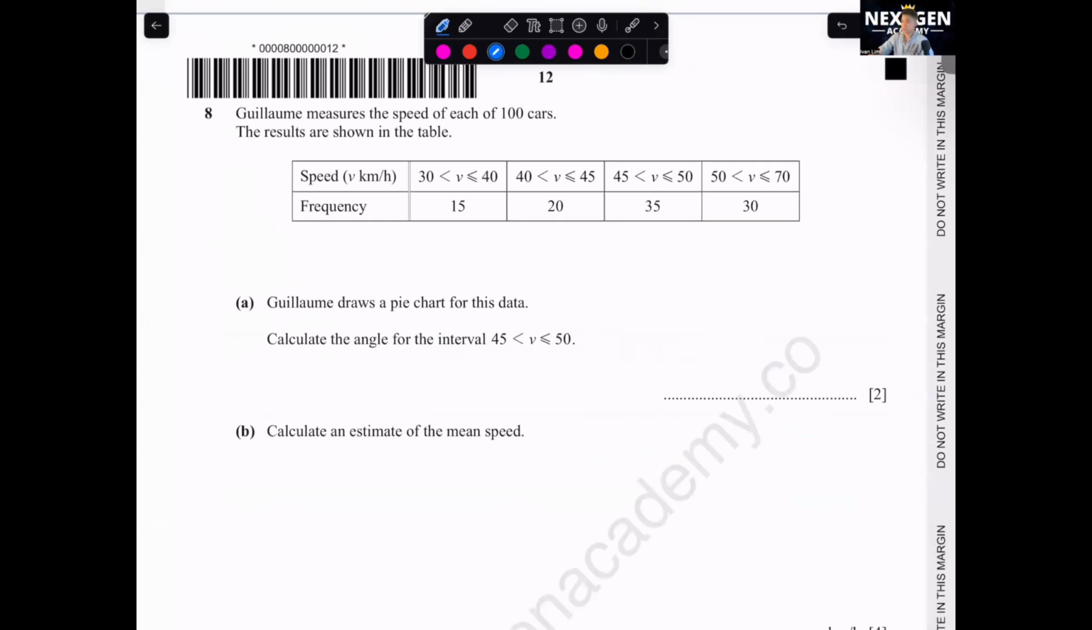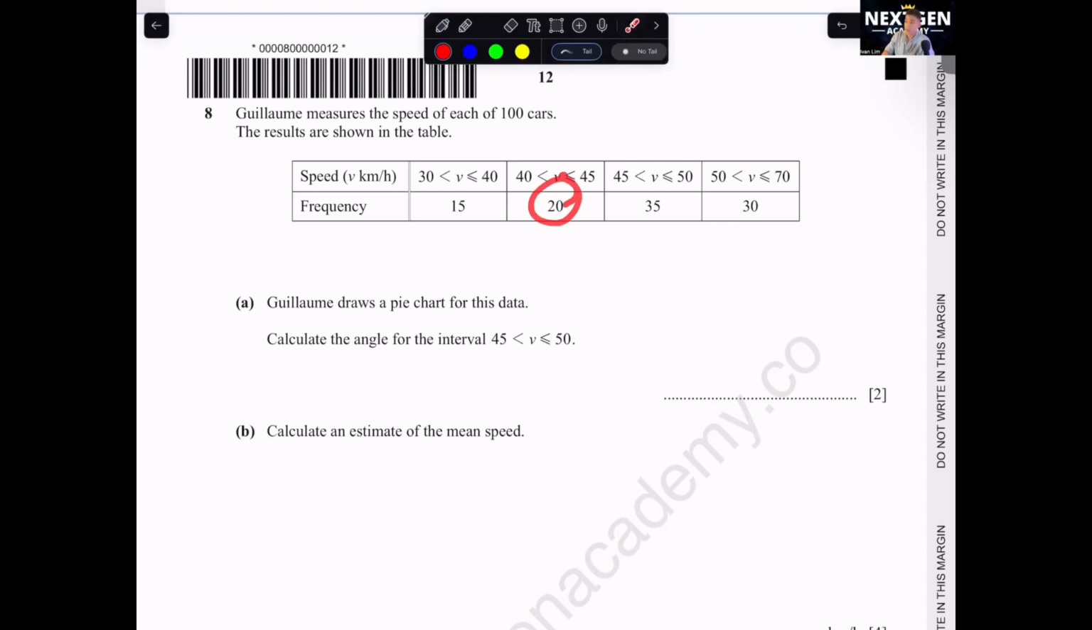Okay, I don't know how to pronounce this guy's name. Guilami measures the speed of each of 100 cars. The results are shown in the table. This is grouped data: 15, 20, 35, 30. He draws a pie chart for this data. Calculate the angle for the interval 45 to 50.